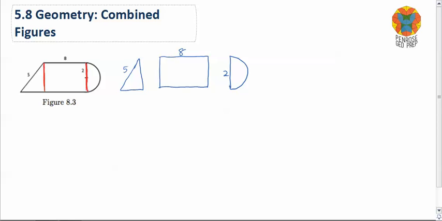Alright, so you should have separated the figure this way and gotten a right triangle, a rectangle, and a semicircle. Now, the area of the entire figure is the sum of the area of the right triangle, the area of the rectangle, and the area of the semicircle. Pause the video and try finding the areas of these individual shapes.